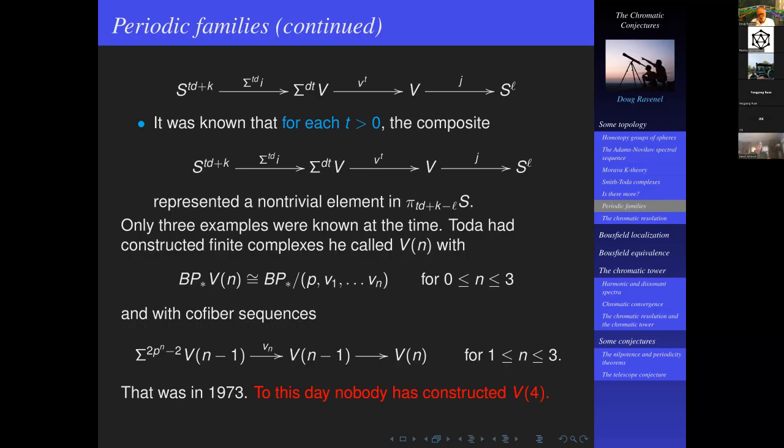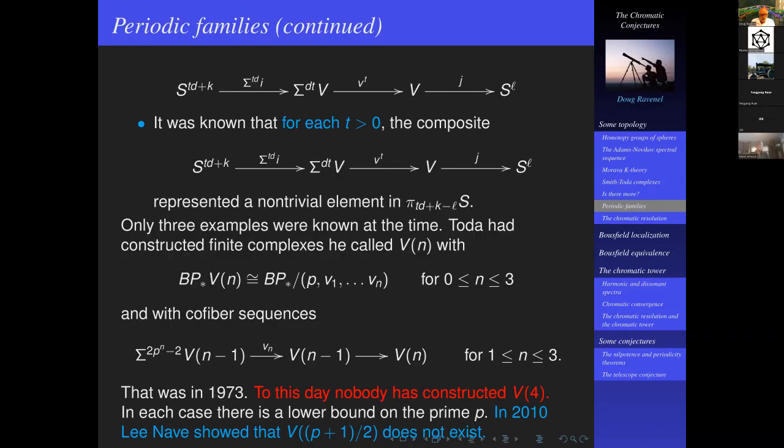So you might wonder, are there any more of these things? Are these 3 just a fluke? Or is there somehow more of them? The fact that nobody's been able to construct V of 4 you might think is somewhat discouraging, but we'll find out later that it isn't really.